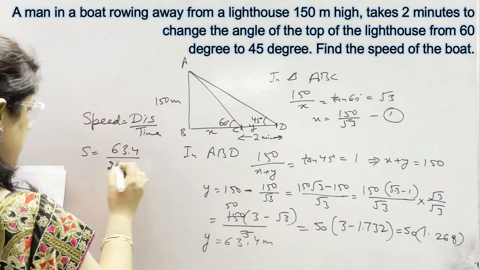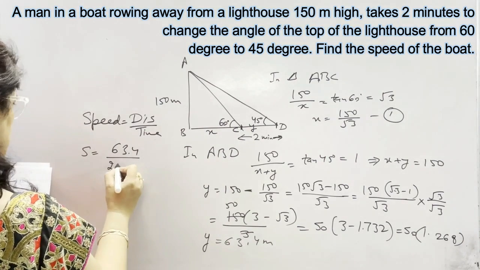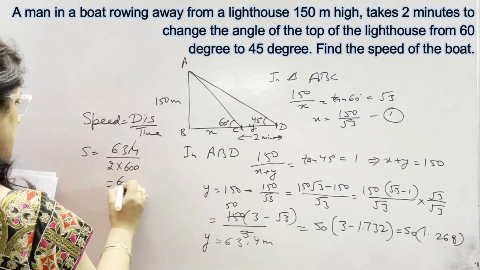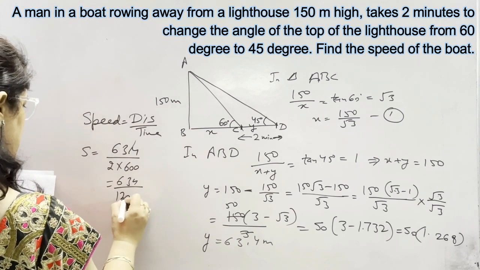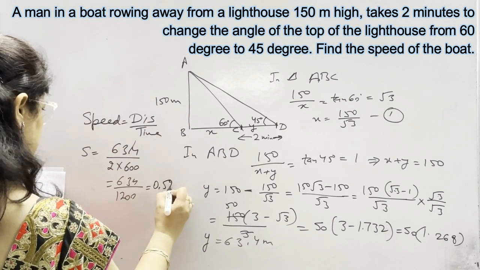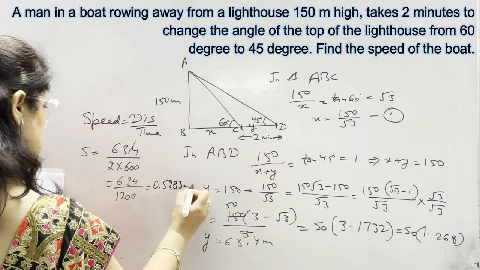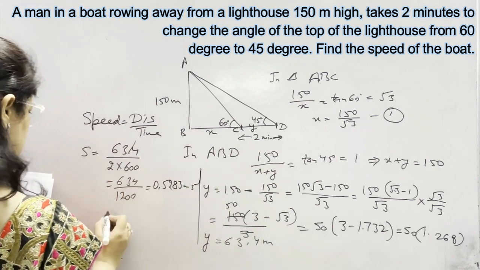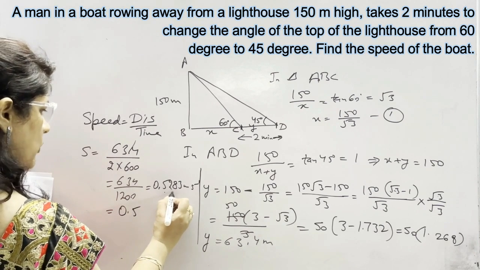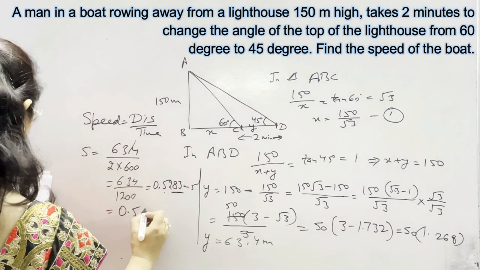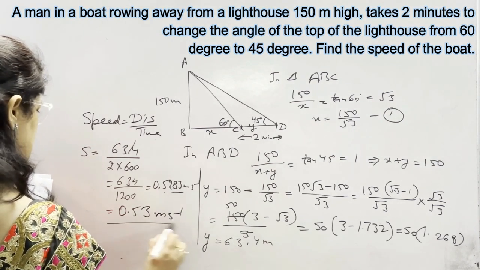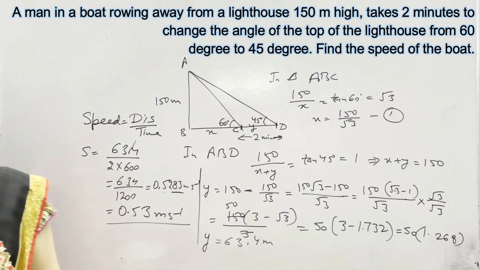But we need to calculate in second. So, convert into seconds, it means 60. Cancelling this, 600. So, 634 divided by 1200 and this value is 0.5283 meter per second. So, approximately we can write 0.53, because it is 5283. So, 0.53 meter per second is the speed of the boat.